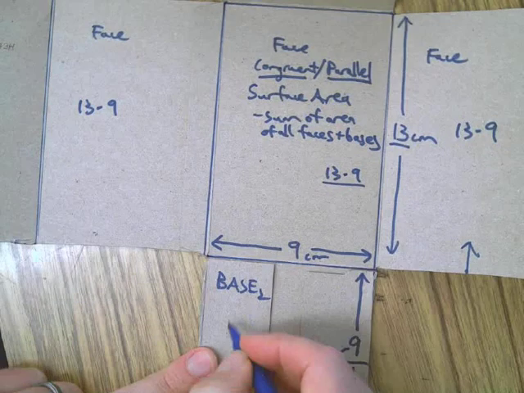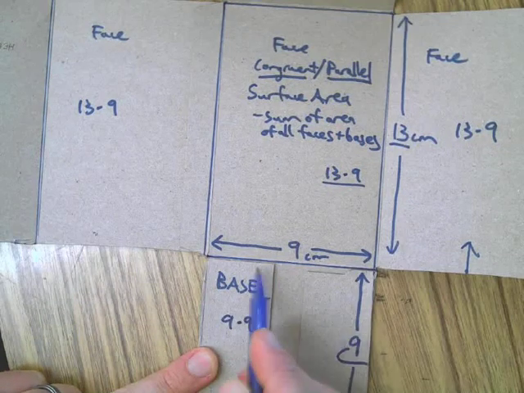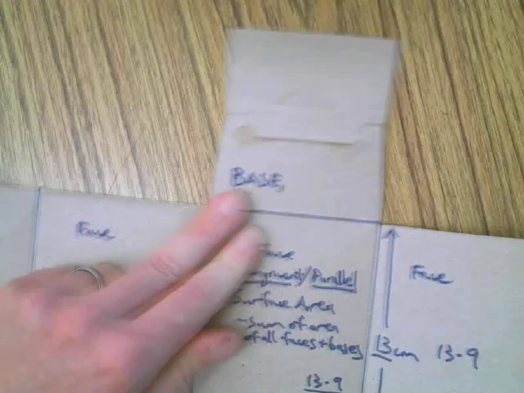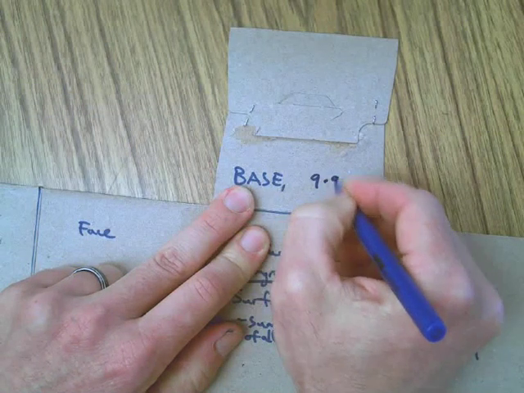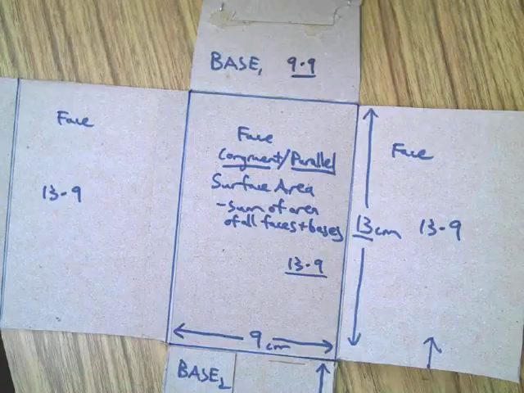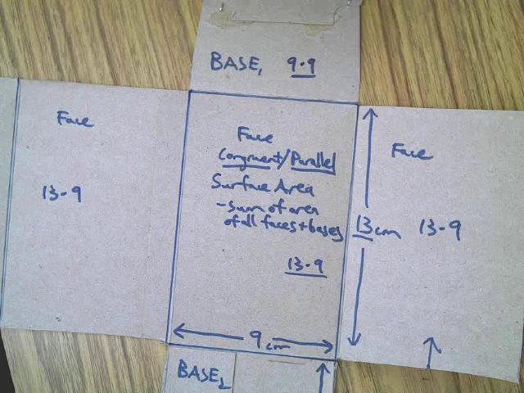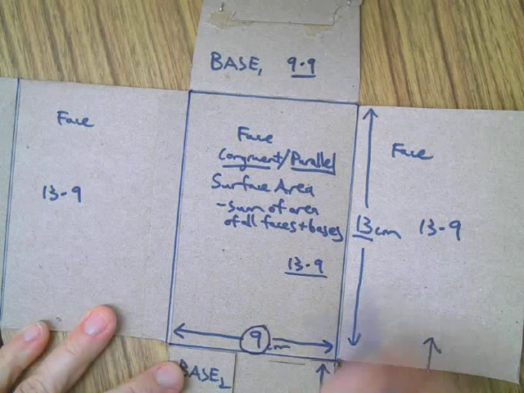Now right here I have 9 times 9, right, because you can see the 2 dimensions. And since that's a base, my other base will also be 9 times 9. So we're saving lots of time here by getting that we have congruent and parallel matching pairs. Okay? And notice that I only took 3 measurements.